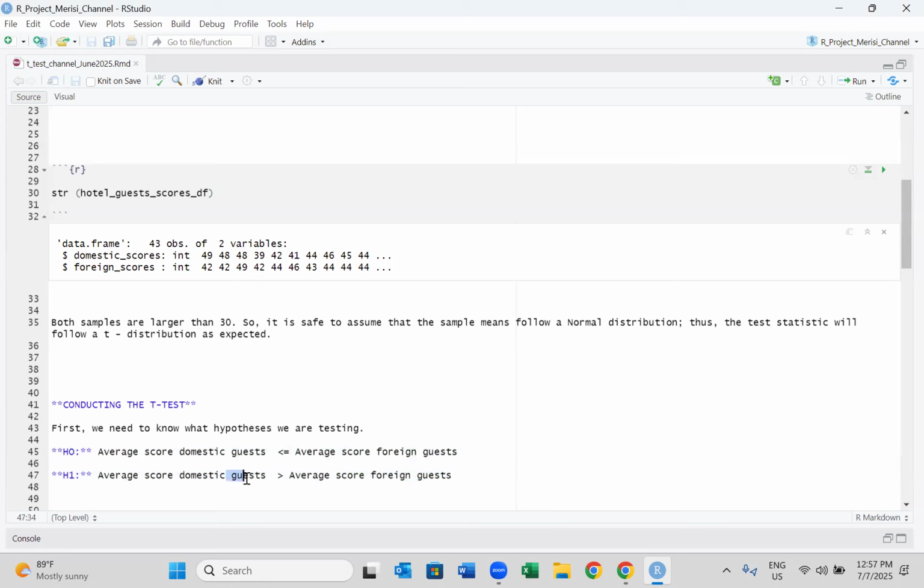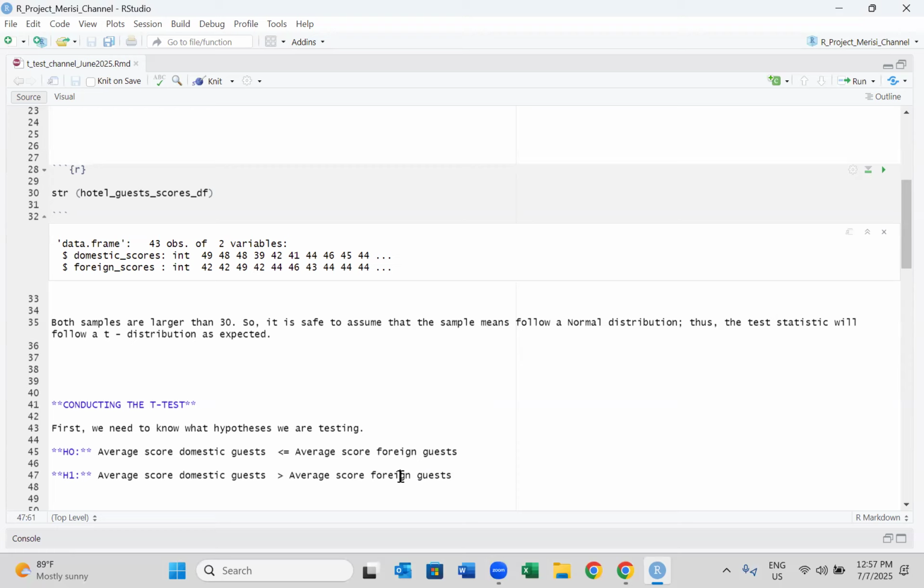And after we ran the test, we actually found evidence to support H1. So our conclusion was that on average, domestic guests give higher ratings than the average provided by foreign guests, okay? And we were able to conclude that because the p-value was less than alpha. So you can check out part one if you need a refresher.